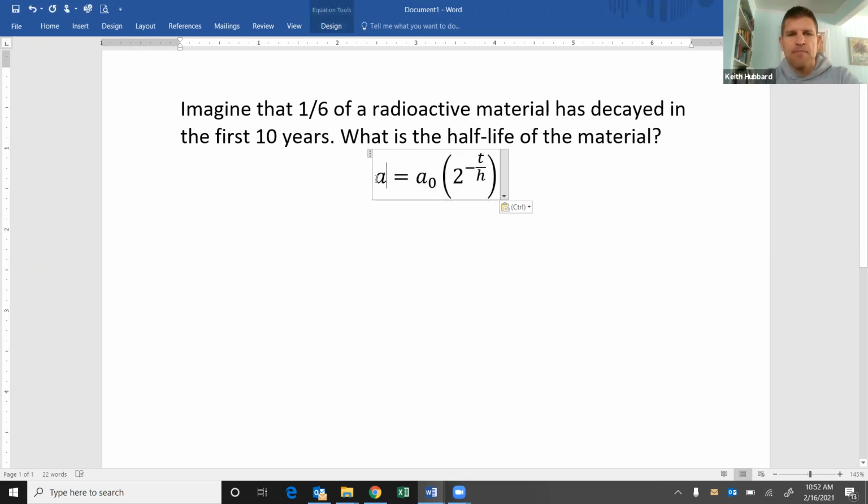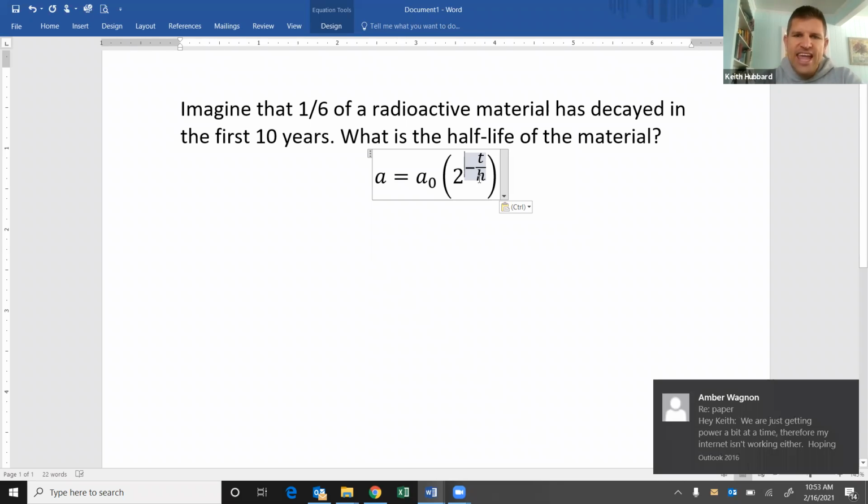So if you want to know the amount of material, you start with the initial amount, we call it A naught, and you multiply times 2 to the negative... Remember, 2 to the negative 1, that's like a half. You multiply times a certain number of half-lives, right? Times 1/2 to the T over H.